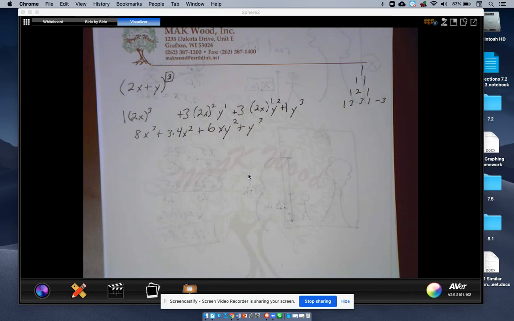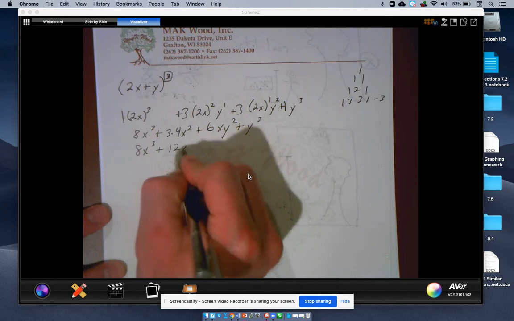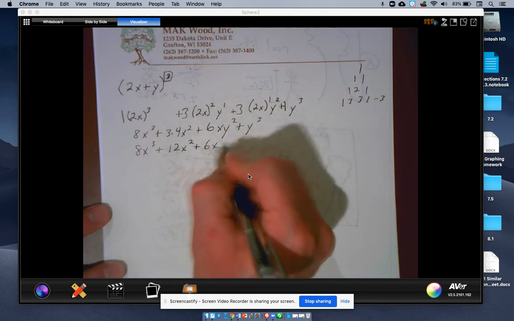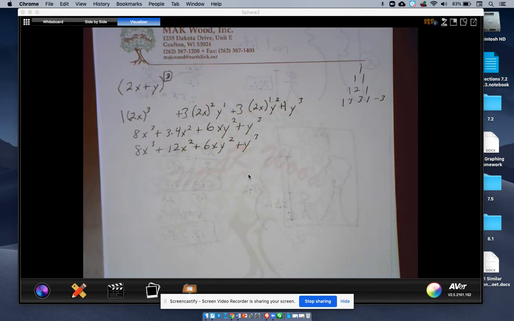Okay. Now, one last step to do. 8x cubed plus 3 times 4 is 12x squared plus 6xy squared plus y cubed. Okay. I think that's probably good for now.